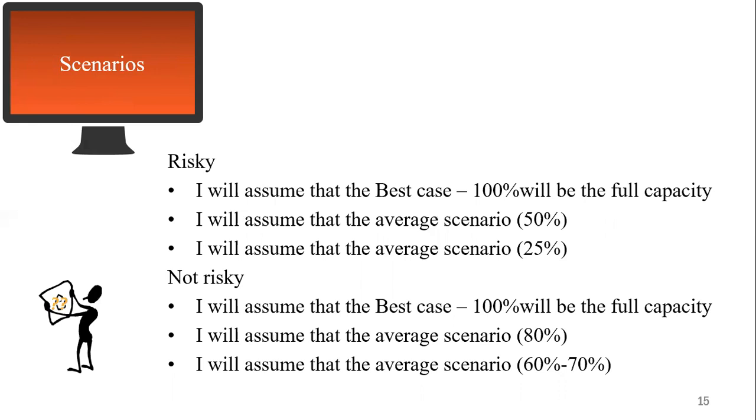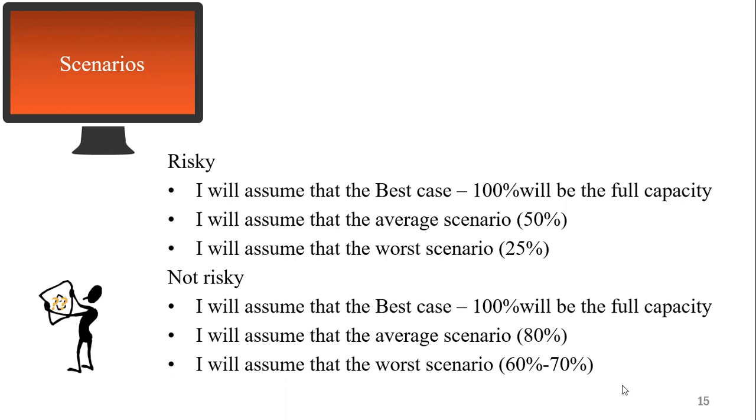What happens if it is 50%? That only 50% of what I produced has been sold. And the worst one is 25%, and it can be average for me. So the worst one is 25%. If it is not risky, then the best case is 100, the average is 80, and the worst case ranges between 60 and 70.